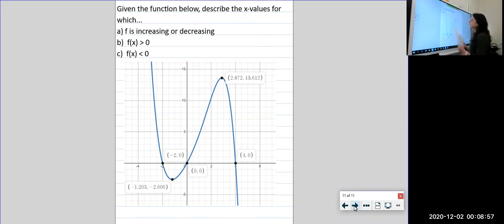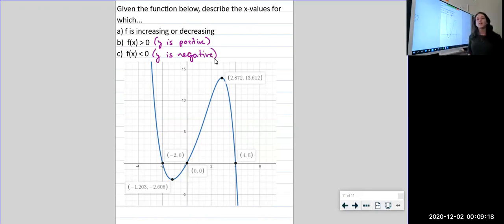So I already gave you in the previous slide what f of x greater than 0 or f of x less than 0 means. All right, so I'll just rewrite it here. This means y is positive, and this means y is negative. F of x increasing means that our graph, as we go from the left to the right, is moving upwards. Decreasing means moving downwards. So here we go.